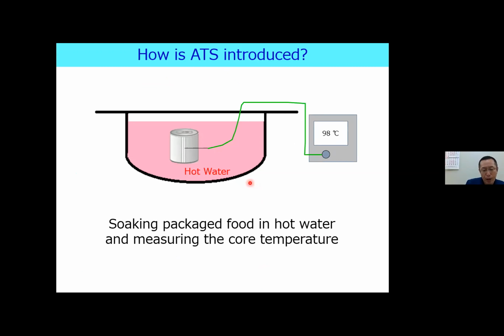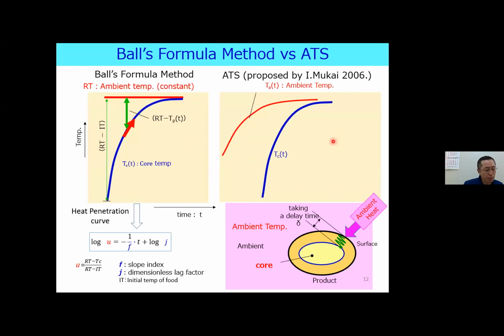Then I would like to explain how the ATS is introduced. I'll begin with the explanation of how the Ball formula method is introduced. The packaged food is soaked in hot water and the core temperature is measured. The left side of the slide is the Ball formula method, and the right side is ATS. In this figure, the horizontal axis shows the time and the vertical axis shows the temperature.